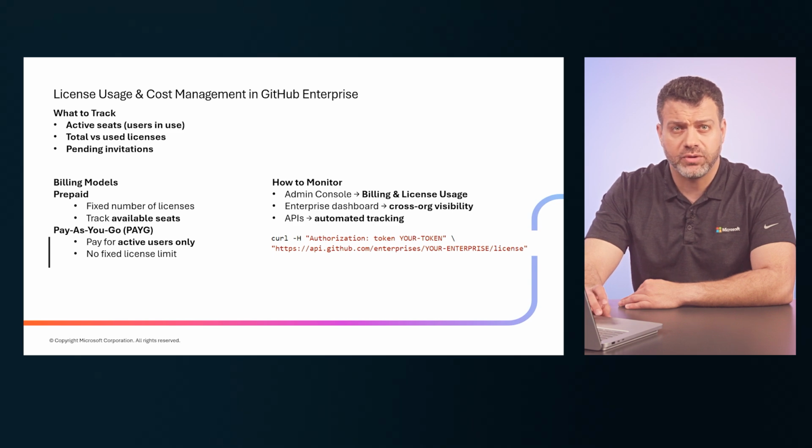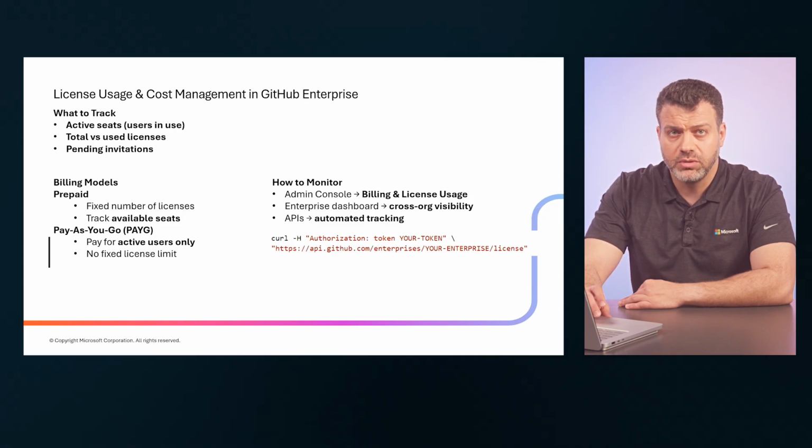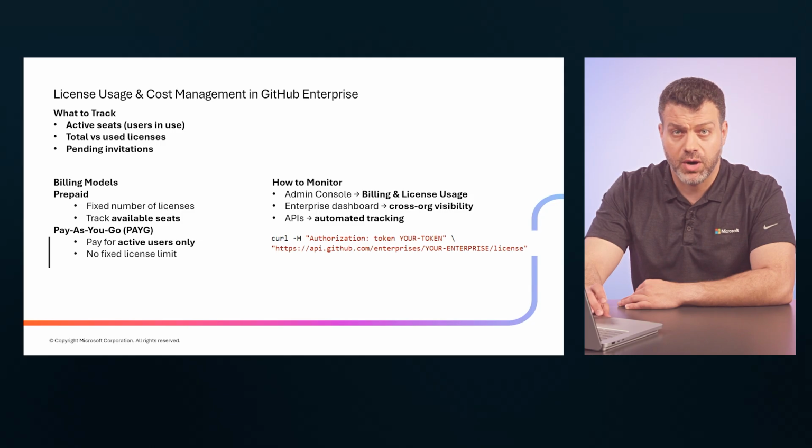There are two billing models. There's the prepaid, where you have a fixed number of licenses, and there's the pay-as-you-go, so you're billed based on the actual usage. You can monitor the license usage through the admin console, through the enterprise dashboard, or using the API. APIs are very useful for automation. Best practices include reviewing usage, reclaiming unused seats, and automating your monitoring. Visibility into license usage helps you reduce waste and optimize cost.